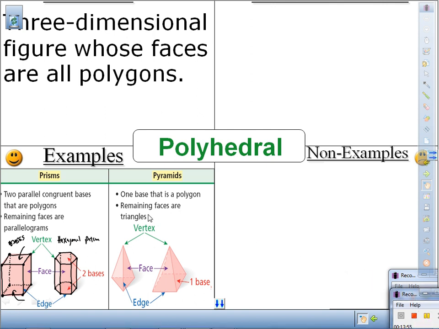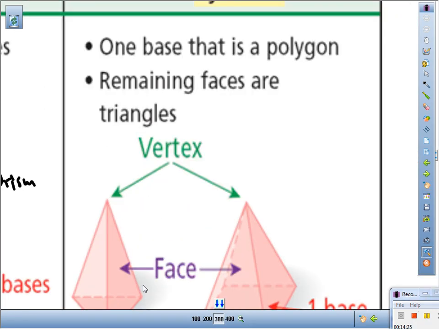All right, so, what's the difference from one to the other, Marissa? Prisms and pyramids. Prisms, two bases. Pyramids, only one base. Fairly simple. But the rest, they all have sides that are called faces, edges, and vertices, right? All right. So let's sketch some pyramids. You guys ready?